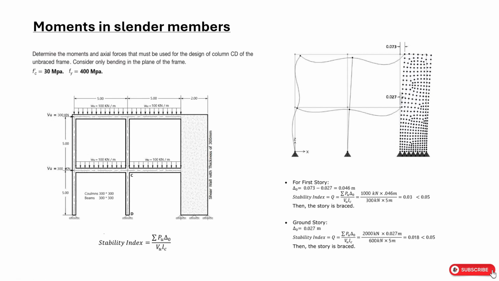Slender columns can experience increased deflection when subjected to lateral loads. So first we need to understand whether a column is slender or not. To calculate the slenderness ratio for the column, we will first obtain the effective length factor K that considers the end conditions and restraints of the column.